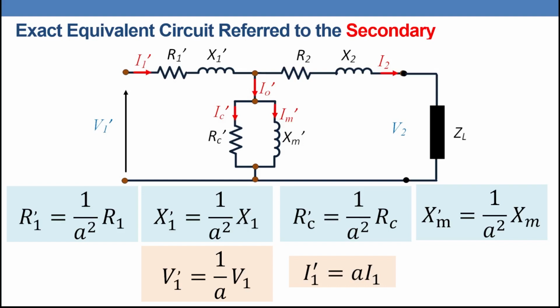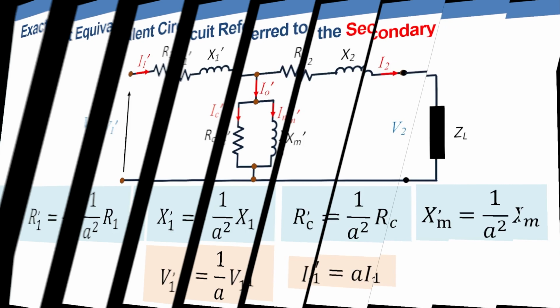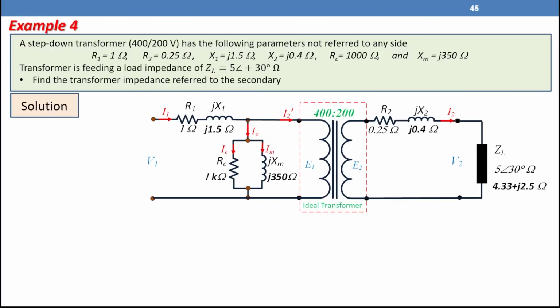So this circuit, if we are going to transfer to the secondary side, again we can solve it using circuit analysis theorems. Let's take an example, and we are going to repeat the previous example, but this time we are going to transfer the primary side to the secondary side. So the turns ratio is still 400 over 200 equals 2.